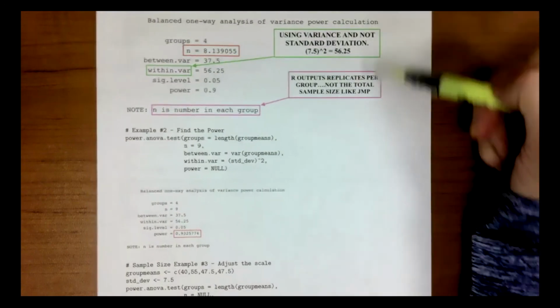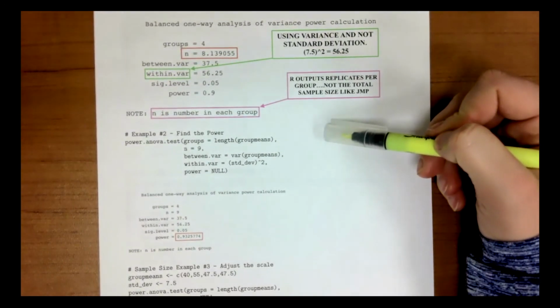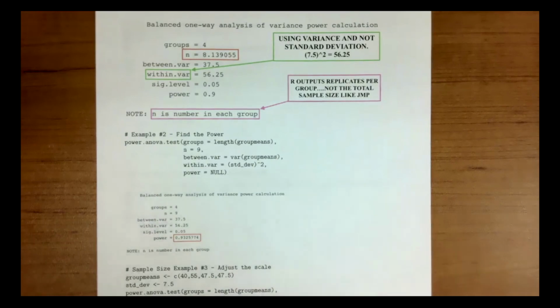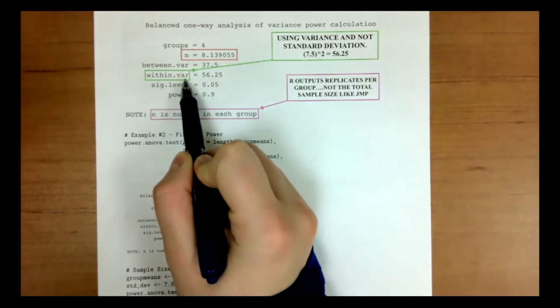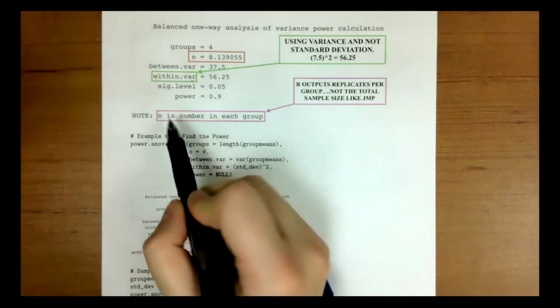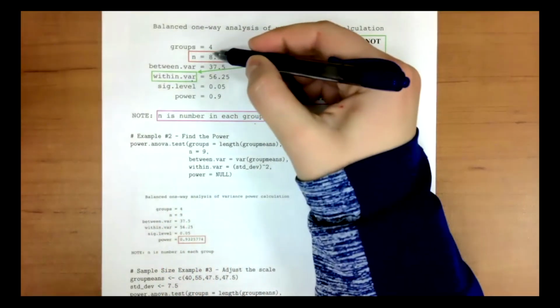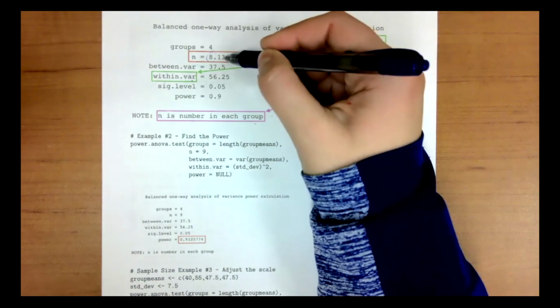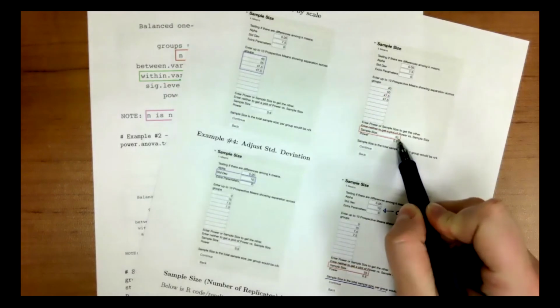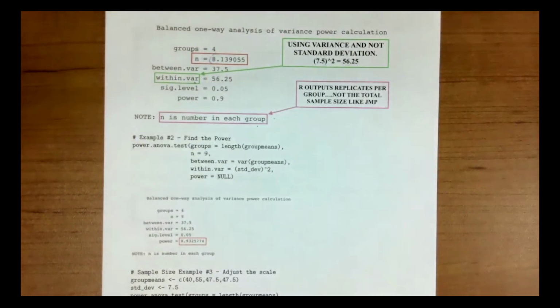Another large difference is that here's the output for R. Again, if you're an R user, I'll talk more about this in the R video. But again, you'll notice that the results are the same in the different groups. But it's outputting the variance. So if you took 7.5 squared, you'd get 56.2. That's where that's coming from. And what R is outputting is the number in each group. So notice we get 8.13, where in JMP, we got 33. Okay, so that is just a big difference.